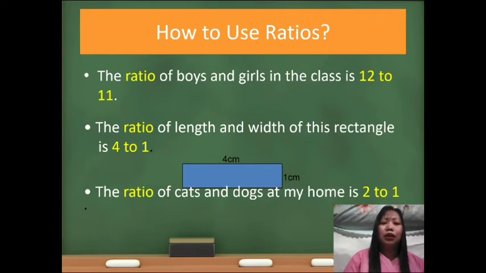The third one, the ratio of cats and dogs at my home is 2:1. What if I have 4 dogs? How many cats do I have? Good job! It is 8. What if I have 100 dogs? How many cats do I have? So I will have 200 cats. Very good.